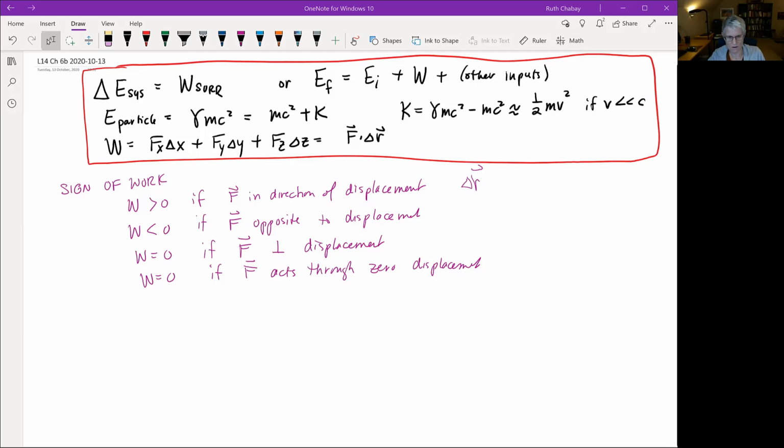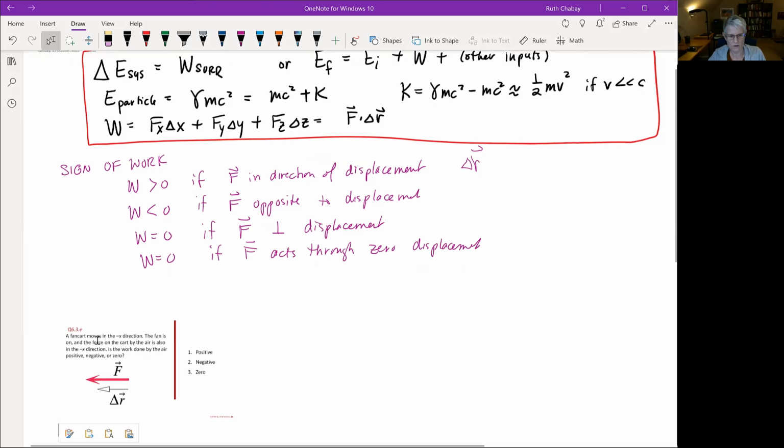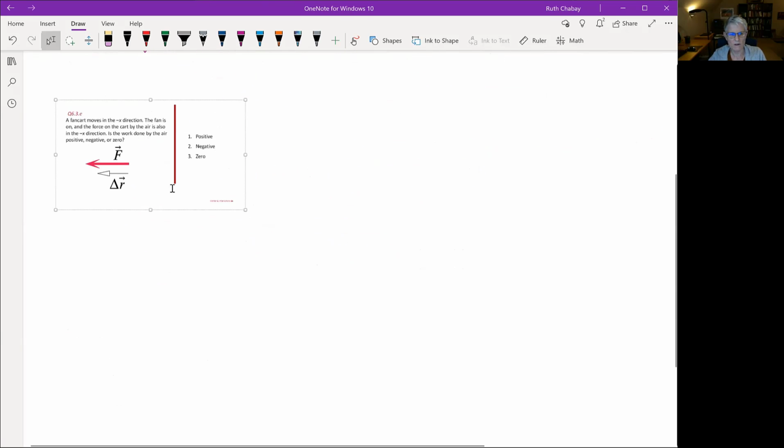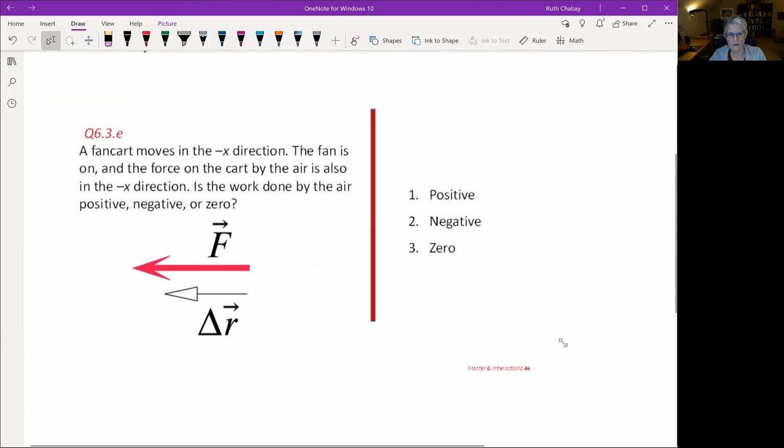So let's start out with a question to see if we can apply what we learned last time. Suppose that there's a cart with a fan mounted on it, and the fan is like a propeller, so when the fan turns, the air exerts a force on the cart plus the fan to speed it up or slow it down.